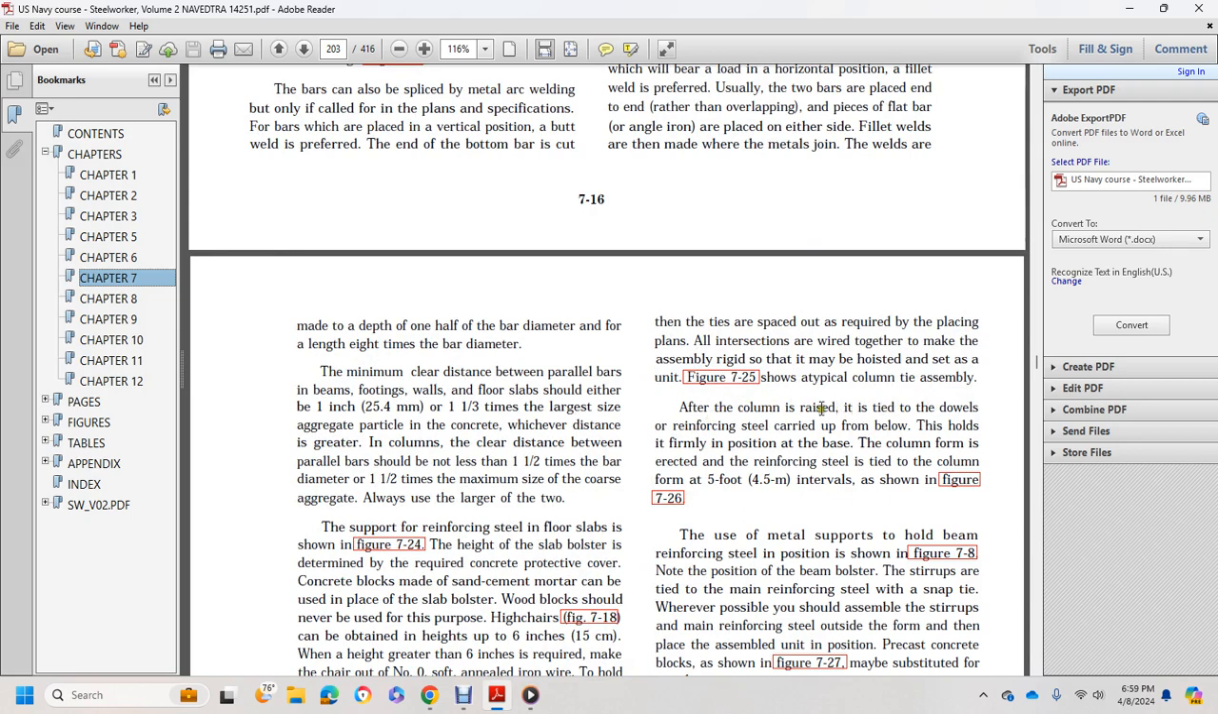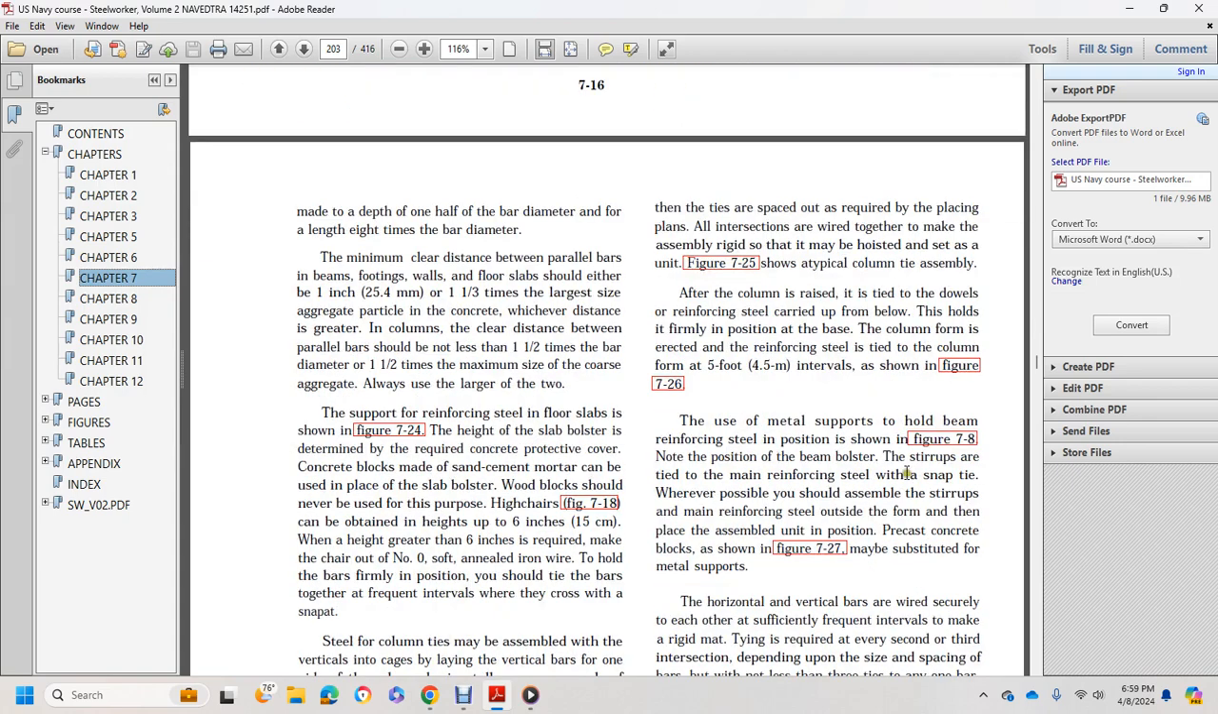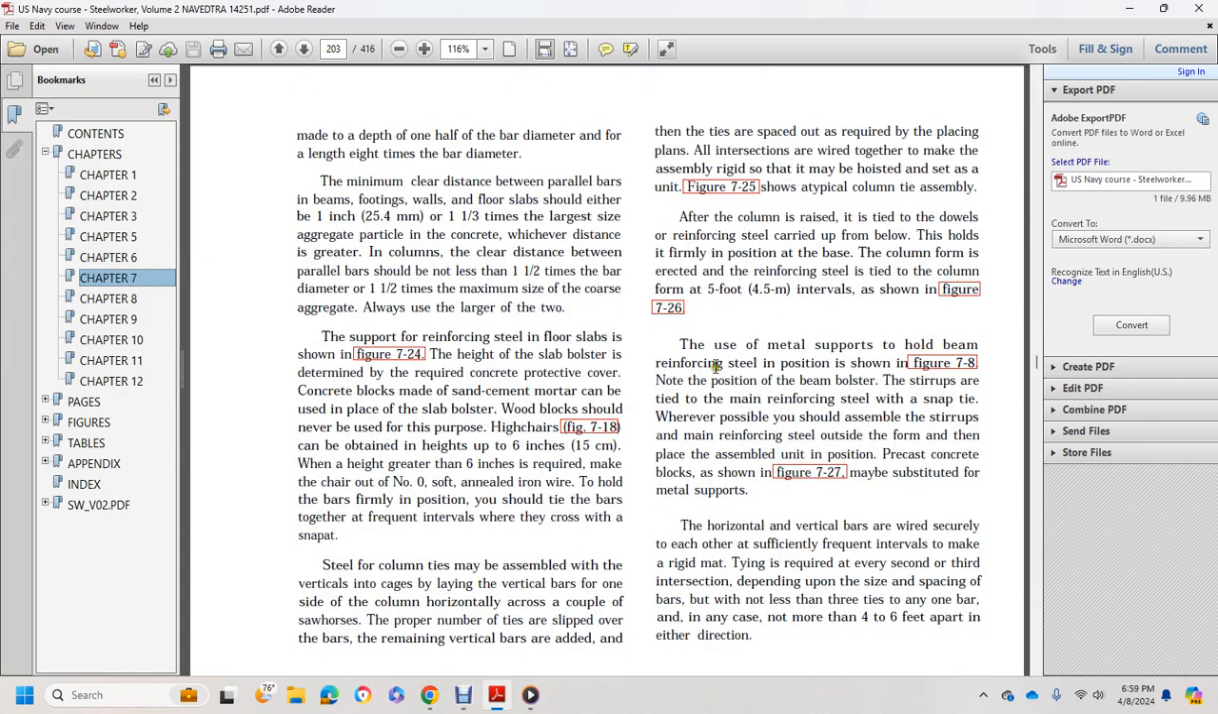After the columns are tied, the dowels of the reinforcement steel are carried up and held firmly in position. The base of the column form is erected with the reinforcement, and the column form is tied at 5 foot intervals, as shown in figure 726. The use of metal supports holds the reinforcement steel in position, figures 7 and 8. Note the position of the beam bolster and stirrups. Leave the tie of the main reinforcement steel with the stirrups.